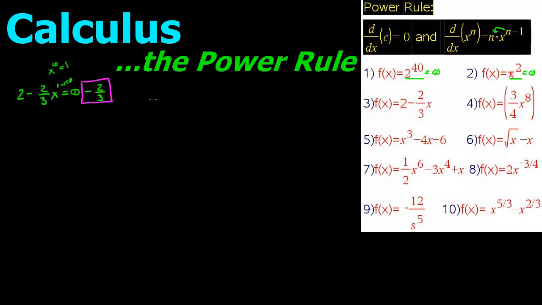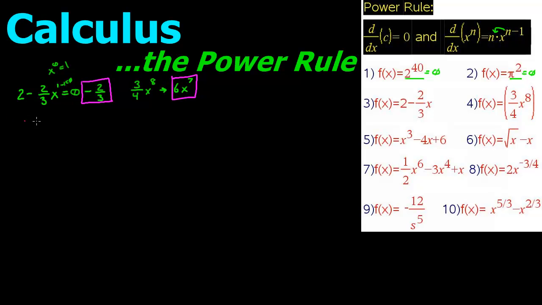Alright, for number 4, we've got 3 over 4x to the 8th power. So we take this 8 and we multiply it by 3/4. Alright, so 8 times 3 will give us 24, divided by 4 is going to leave us with 6. So we've got 6x, and for this n minus 1 part, we've got n, which is 8, right? We're going to subtract it by 1, and it's going to leave us with 7.